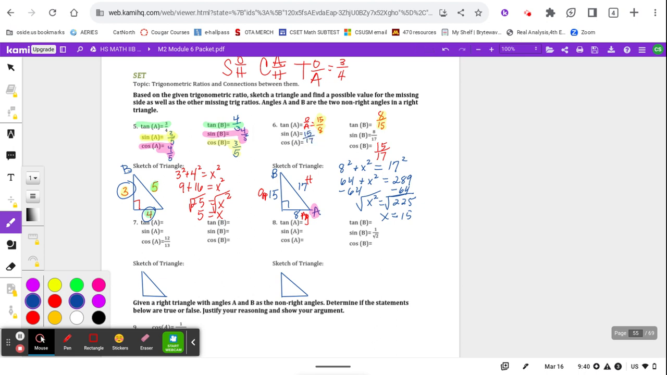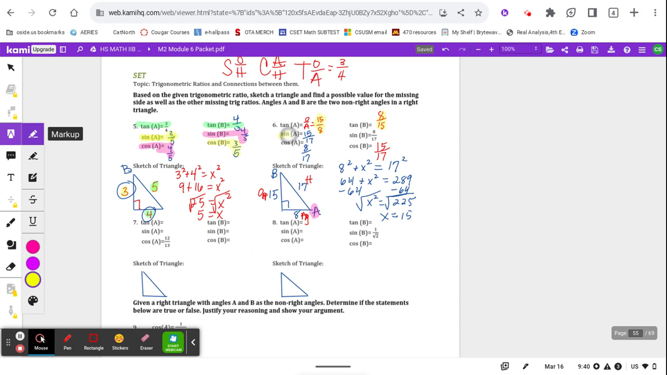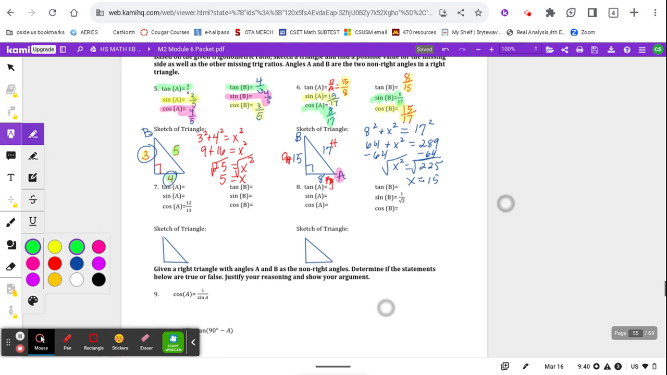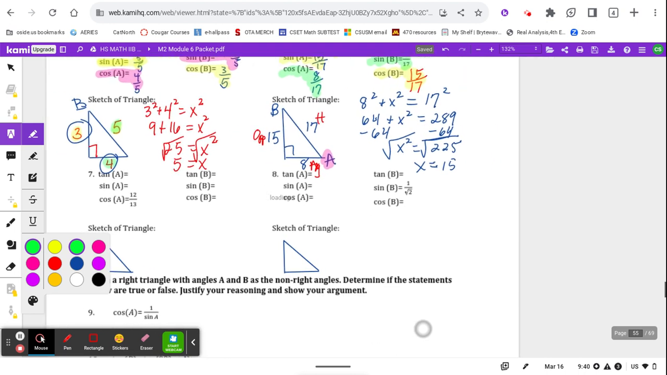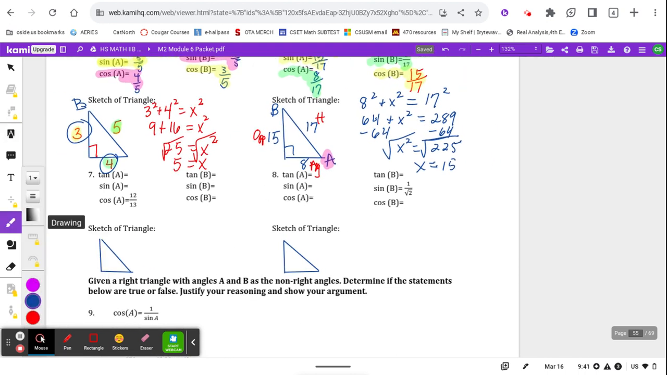And finally, cosine of A, adjacent over hypotenuse. Again, we note that the sine of A should be equal to the cosine of B, and the cosine of A should be equal to the sine of B, and they do. Pause the video and try number 7 and 8 now on your own. Okay, let's see how you did.